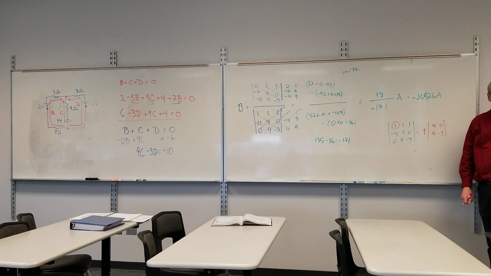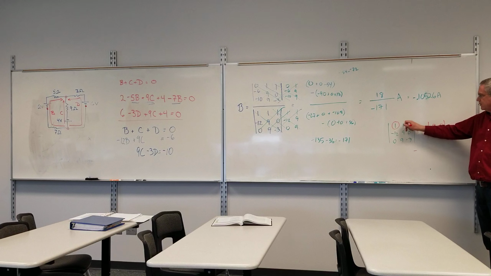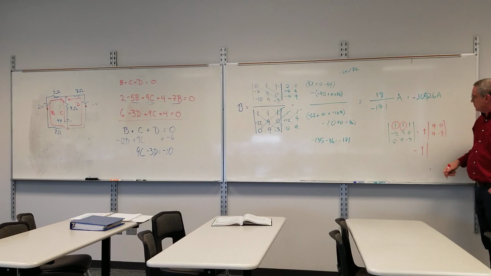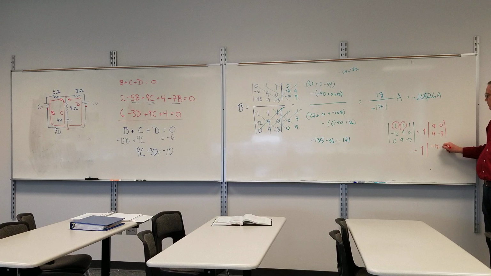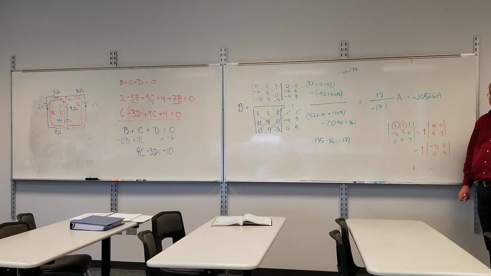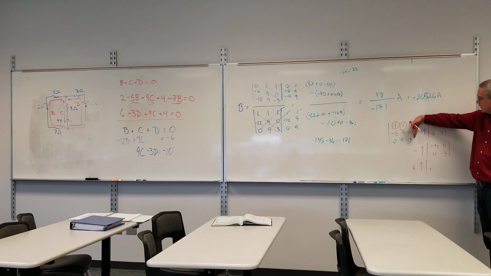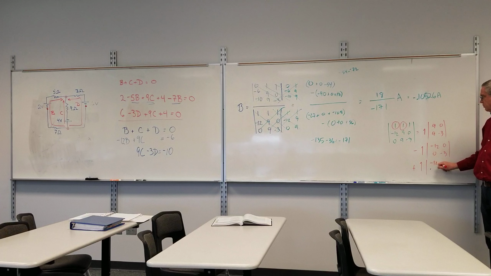Minus, because as you do terms, you alternate signs. The next number, take that one right there, 1. Cross out that row and column, and I'm left with negative 12, 0, 0, negative 3. Plus, because again, we're alternating. The next one, 1. Cross out that row and column, and I'm left with negative 12, 9, 0, 9.